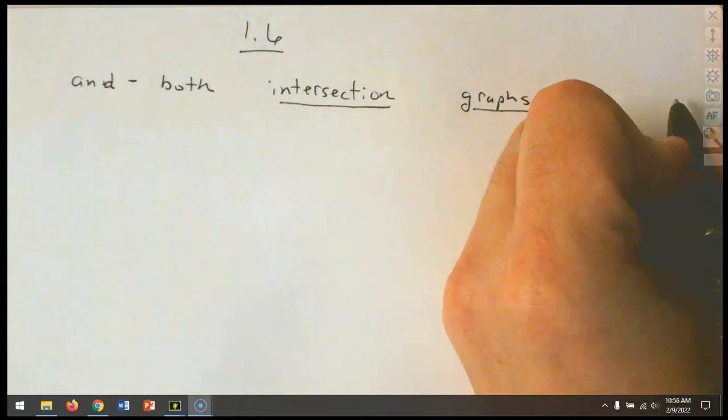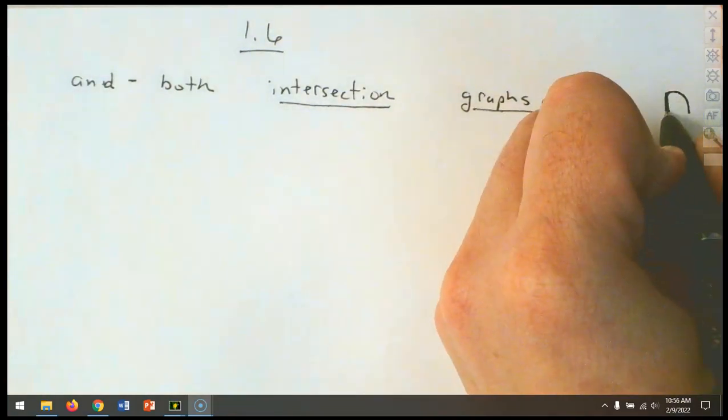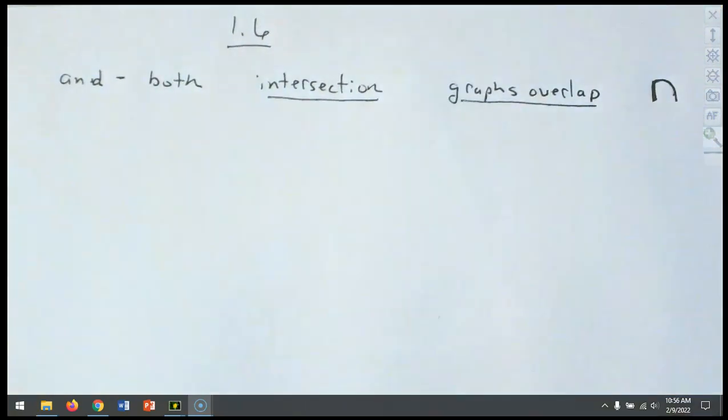And we represent an and with an upside down U. So an and is both. An and is going to be where they cross each other, where they overlap, and we can represent it with the upside down U.